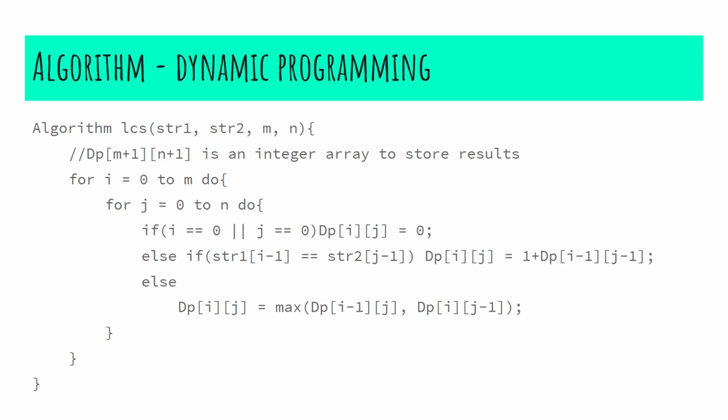When one of the sequences being compared is empty, then we store 0 in the DP array. If the last character of both the sequences are equal, then we will store the value present in the immediate upper diagonal added by 1. If the characters are not equal, then we will pick the maximum length out of the previous sequences.